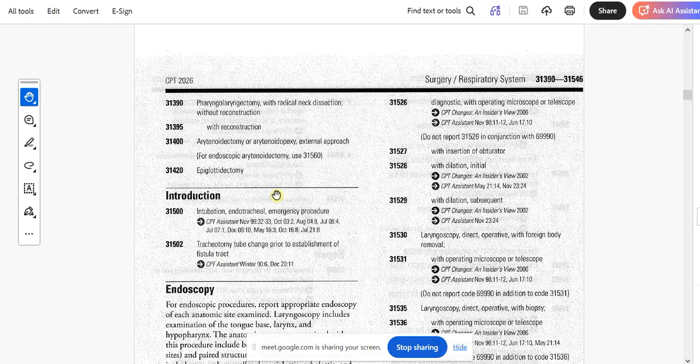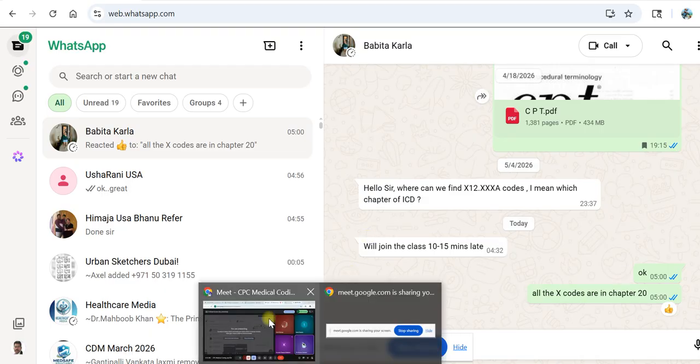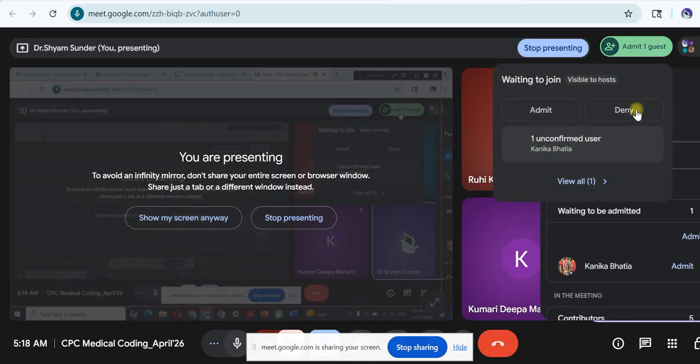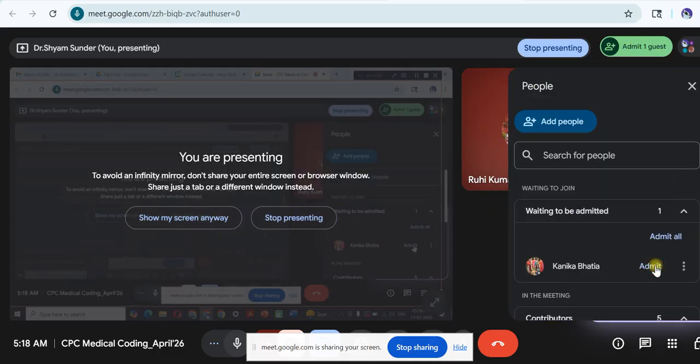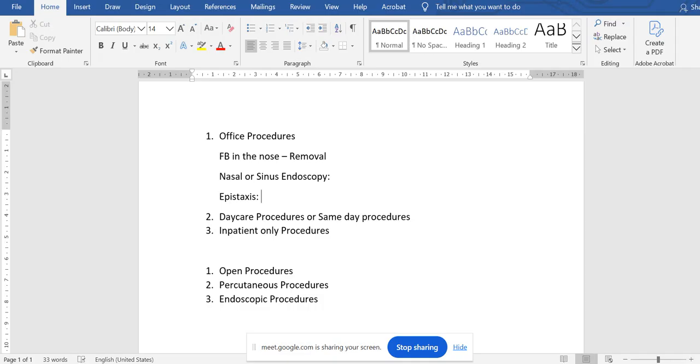What is the code? Yes, 31238, right? 31238. This is endoscopy procedures.